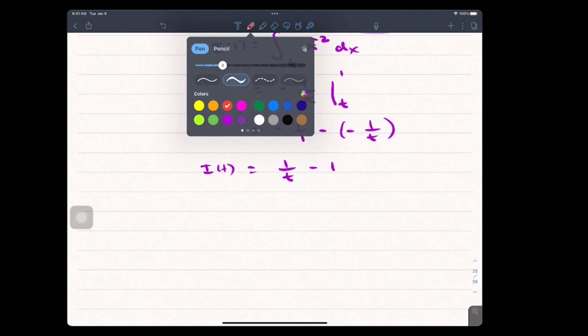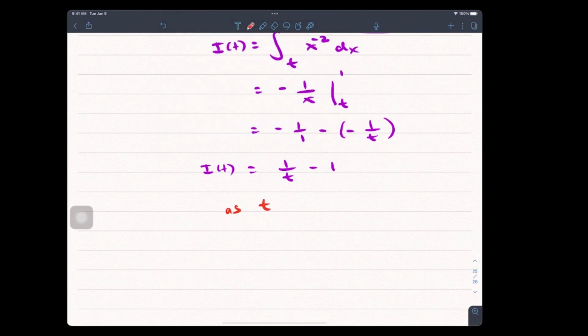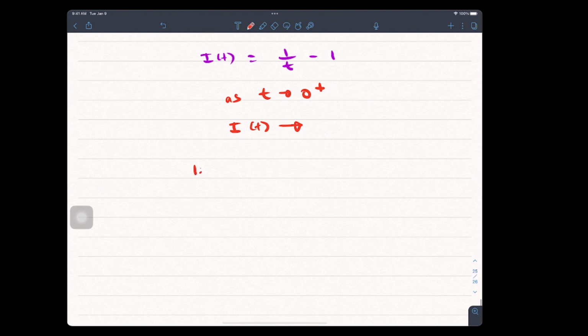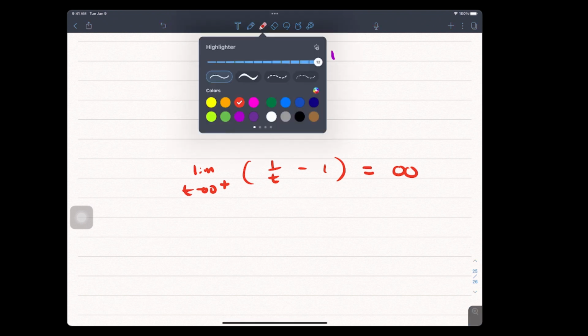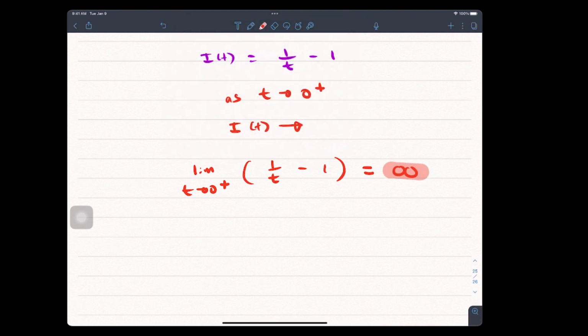So you say, okay, as t goes to 0 from the right, we want to know, where does I of t go to? So this becomes a limit question. The limit as t goes to 0 from the right of 1 over t minus 1. Do you guys know where this goes to? What does this limit equal? Is that infinity? What do you guys think? Is that infinity? I think so. Why is that infinity?